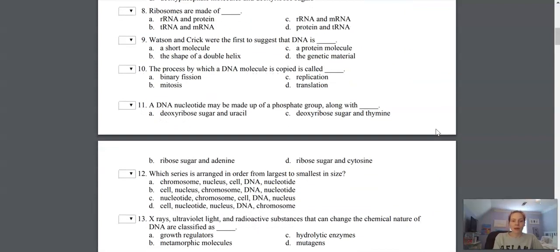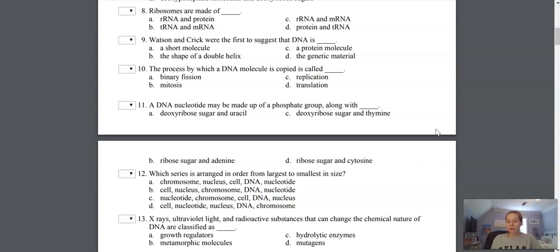8, ribosomes are made of A, rRNA and protein. So remember, rRNA stands for ribosomal RNA, tRNA stands for transfer RNA, and mRNA stands for messenger RNA. So the only one of those that makes up ribosomes is rRNA and some proteins. 9, Watson and Crick were the first to suggest that DNA is B, the shape of a double helix.